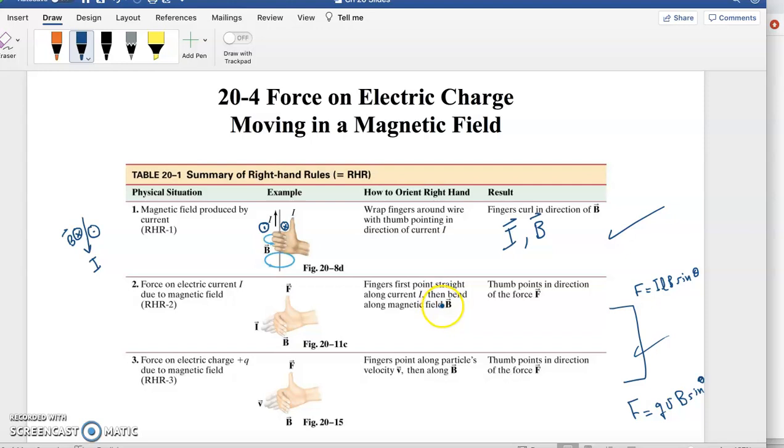Now right hand rule number 2, when we have current and magnetic field, and now we want to know the direction of the force. See, now here they will have to specify.